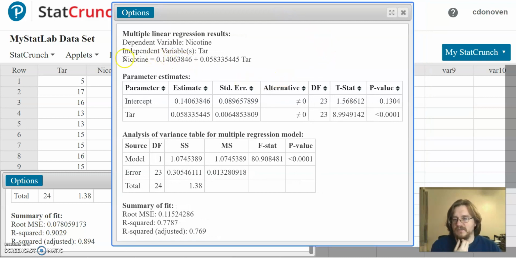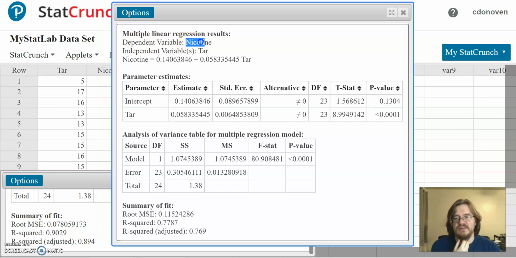So again, the dependent variable is nicotine. Now the independent variable, the predictor, is only tar. So we get a slightly different equation. We come down and we see in the analysis that the p-value is still very small. So we would expect this to be fairly accurate.